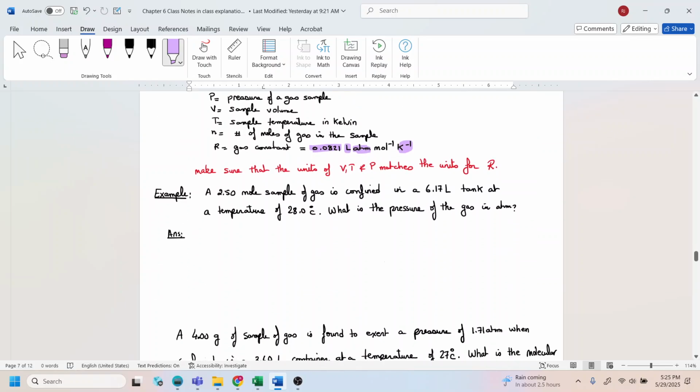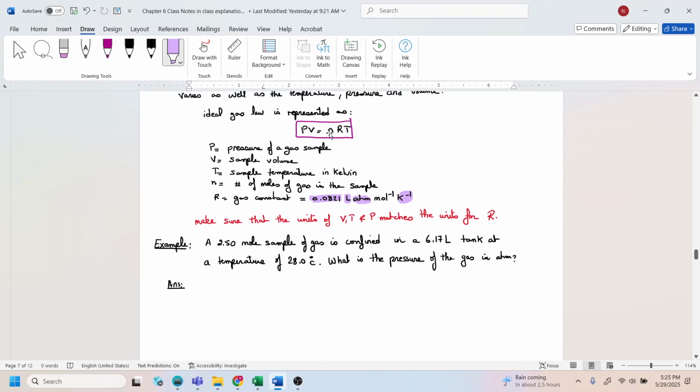Let's go ahead and have an example. A 2.50 moles sample of gas is confined in 6.17 liters. So I'm given the number of moles, which is n. I am given the volume, and I'm given the temperature that I need to change into Kelvin, and then they are asking me about the pressure.